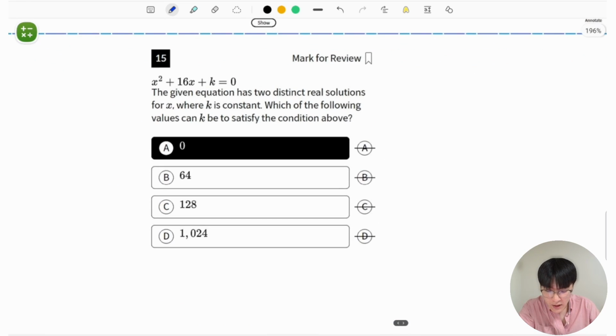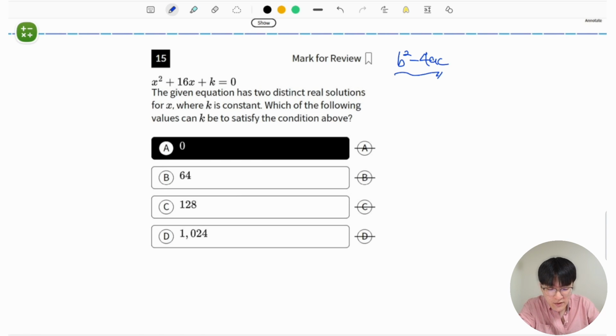All right, 15. X squared plus 16x plus k is equal to 0. The given equation has two distinct real solutions for x where k is a constant. Which of the following values can k be to satisfy the condition above? Now, this is a quadratic equation problem, but we need to use a specific formula, and that is the discriminant. What is the discriminant? Discriminant is b squared minus 4ac. And depending on what this value is, we can know how many real solutions there are, or there are not.